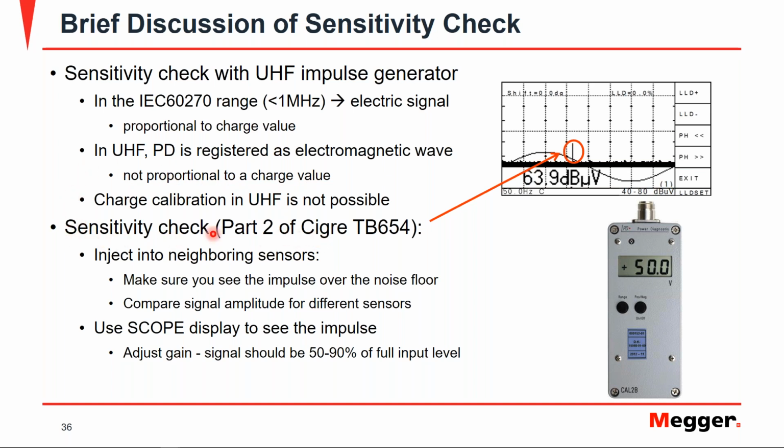part of the sensitivity check, where you inject that known impulse into the neighboring sensors to make sure that you can see that impulse over your noise floor out in the field. And you compare the signal amplitude to your different sensors within the GIS. And to ensure that you get a view of the impulse, you can adjust your gain through your measurement device, and it should be about 50 to 90% of your full input view.